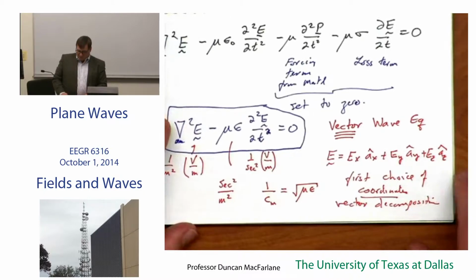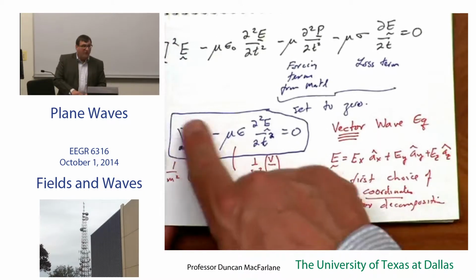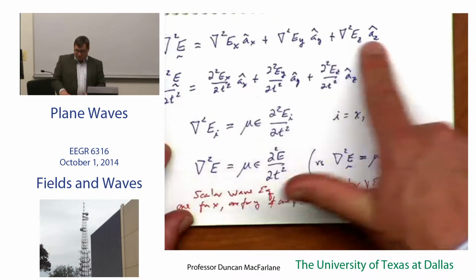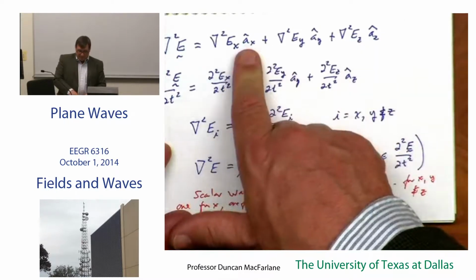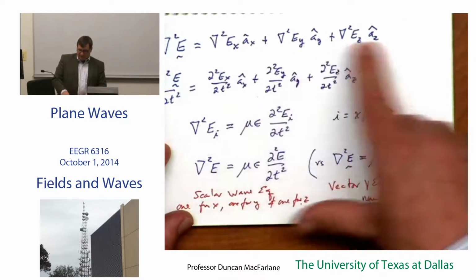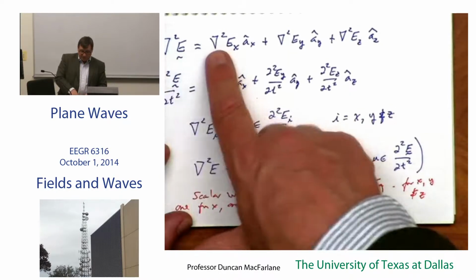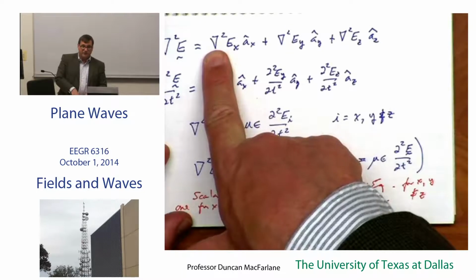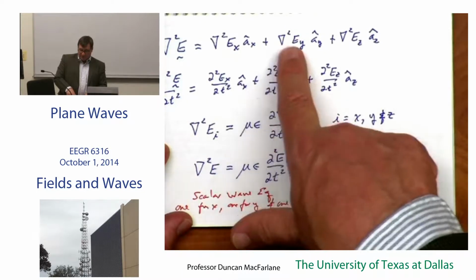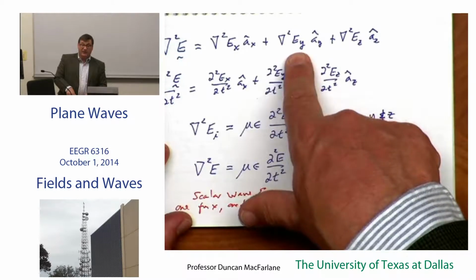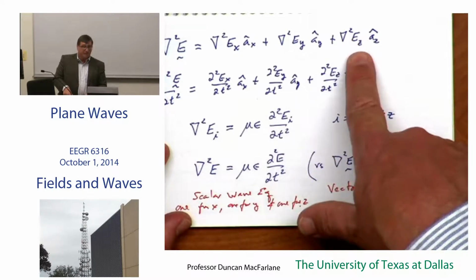And what we did last time was we chose the Cartesian coordinates. And the Laplacian in Cartesian coordinates breaks apart really easily. Okay? The unit vector x, the unit vector y, the unit vector z. The vector Laplacian: this is the scalar Laplacian for the scalar E sub x, the scalar Laplacian for the scalar E sub y, and the scalar Laplacian for the scalar E sub z.